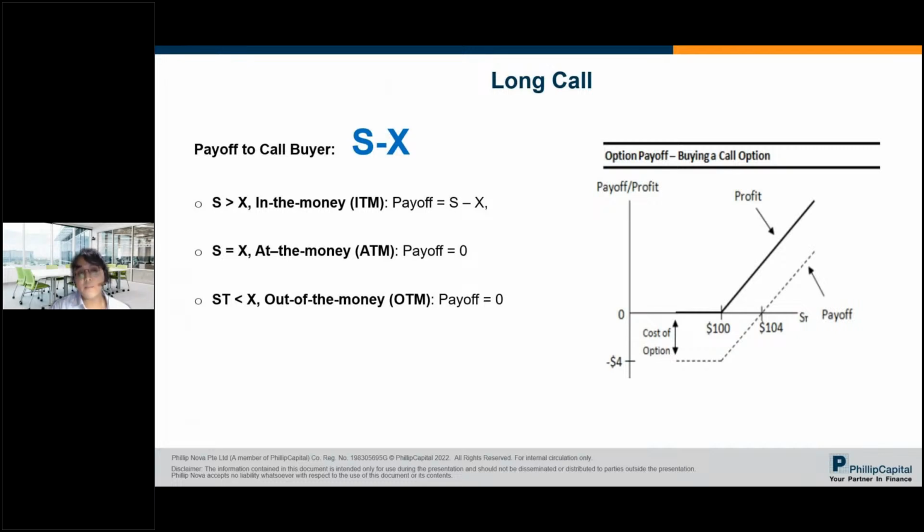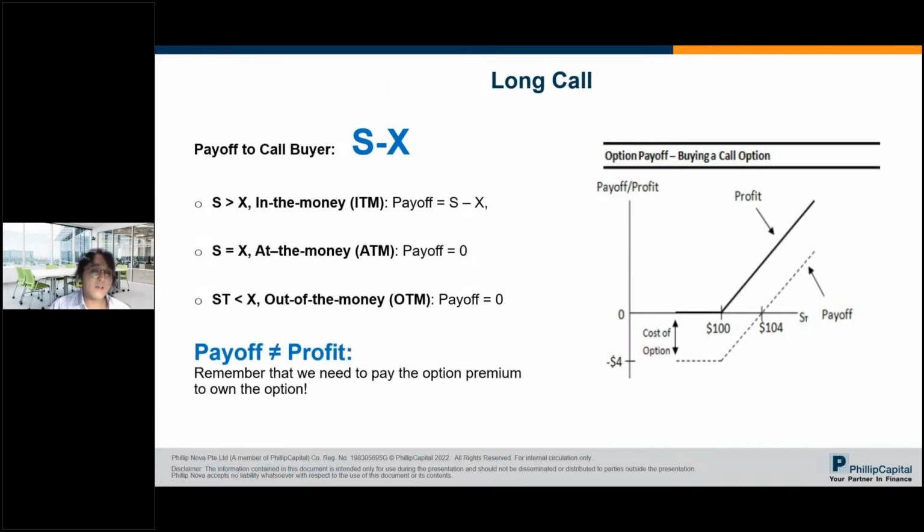For a call buyer, your payoff comes based on this formula, which is the underlying price deduct the strike price. However, as an option trader, you have to keep in mind that this payoff isn't equal to your profit. Because again, we need to remember that we're actually paying the option premium to own the option. You can see on this diagram over here on the right. I think this diagram actually shows this relationship pretty nicely.